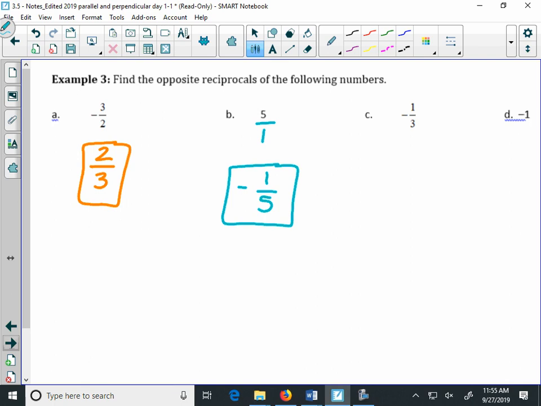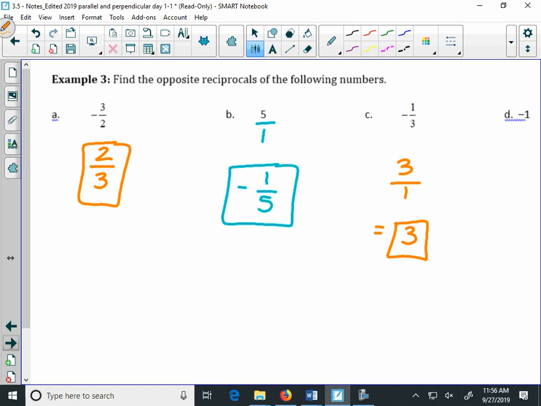What about the opposite reciprocal of negative 1/3? Positive 3. We flip the 1/3, it becomes 3/1. If you leave it as 3/1, I would still accept that as being fine. But technically 3/1 is 3. The original is negative, so my opposite reciprocal needs to be positive.